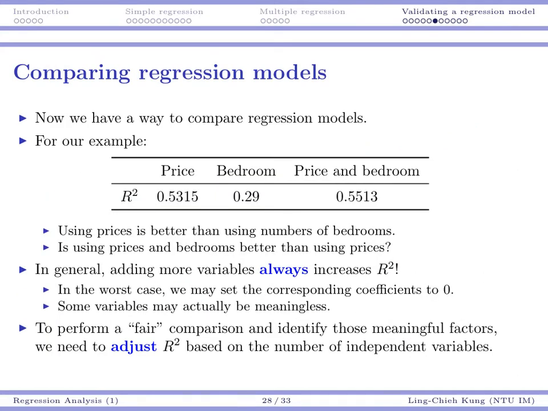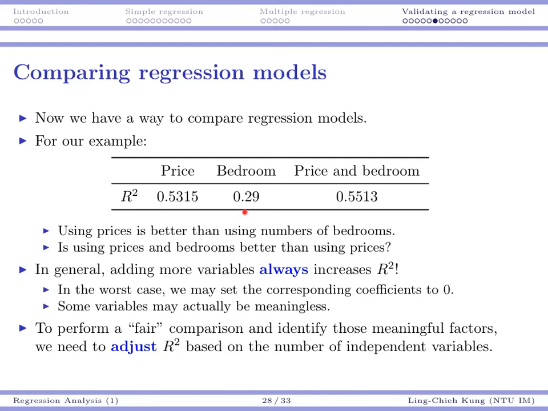So if we want, we may build three regression models, one with only price as the independent variable, one with only bedroom, and one with price and bedroom. We're going to see that first, using price only is better than using the number of bedrooms. If we only talk about bedrooms, then it only accounts for around 29% of the outcome. It's not something really meaningful. But for price, the R squared is higher. So using price should be a better idea than using bedrooms.